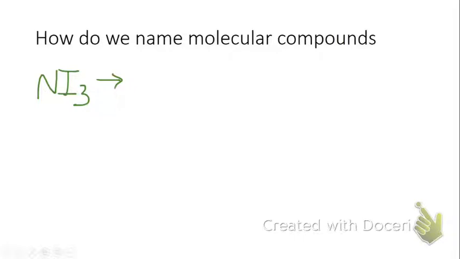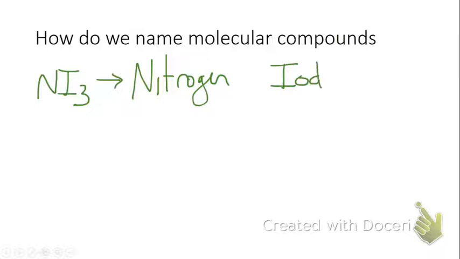So, the first element is nitrogen. The second element is iodine, but again we're going to take the root and add "ide" to it. Then we have to find if we need to add a prefix. We need to add a prefix before iodide, and the prefix for 3 is tri. There are multiple examples in your book with prefixes that you can look over and study, along with table 3.4.